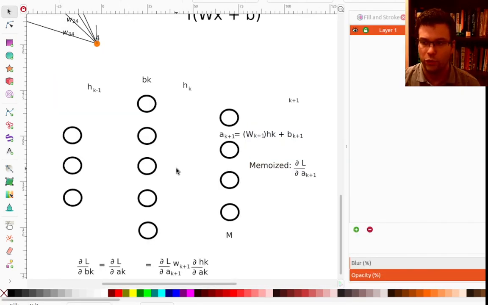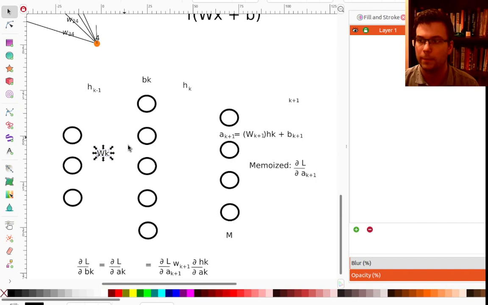Okay, so I drew the more general case here. I'm going to focus on the action of this thing, which requires me to have some stuff from the forward pass right before it and some stuff from the backward pass right after it. And now I want to remind myself that instead of just having a single weight and a single bias, I have an entire matrix of weights.